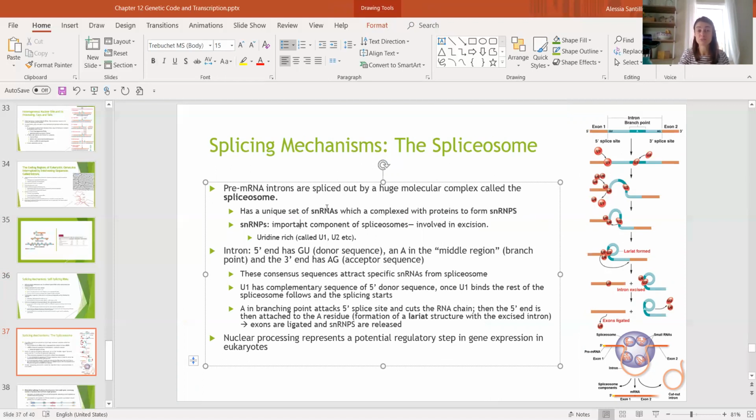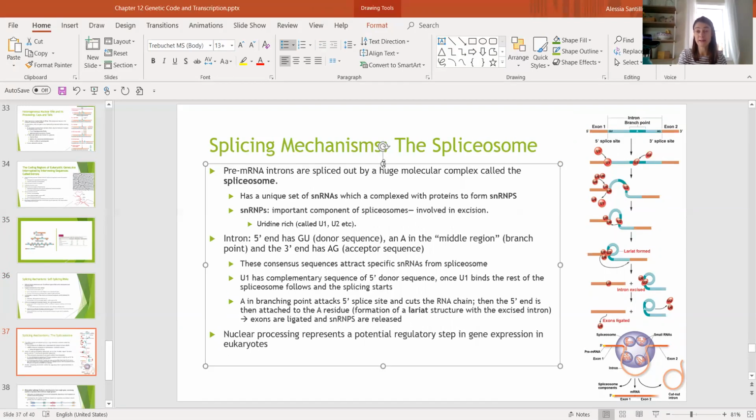snRNPs are really important because the small nuclear RNA is very uridine, or uracil, rich. So we call the different snRNPs that we have in the spliceosome U1, U2, U3, U4, U5, U6, etc. These uridine-rich small nuclear RNAs are able to bind to specific sites on the intron. Introns have a very specific sequence to them.